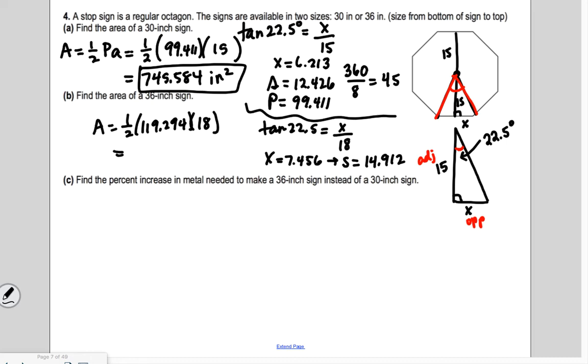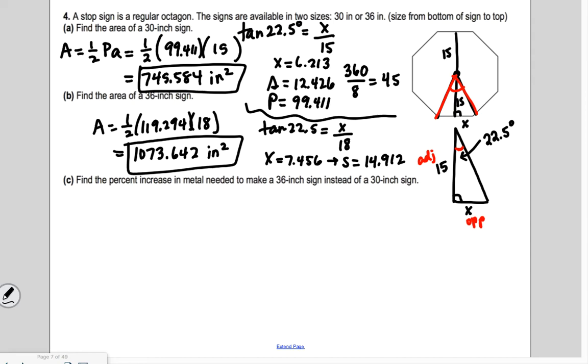All right, so I wanted to find this number because the next question is one that you'll see occasionally on tests, like standardized tests. Do you guys remember this from algebra? It says, find the percent increase in metal needed to make a 36-inch sign instead of a 30-inch sign. Have you guys noticed that stop signs are different sizes? So we're saying, how much metal is needed in order to do this? So we would increase it.